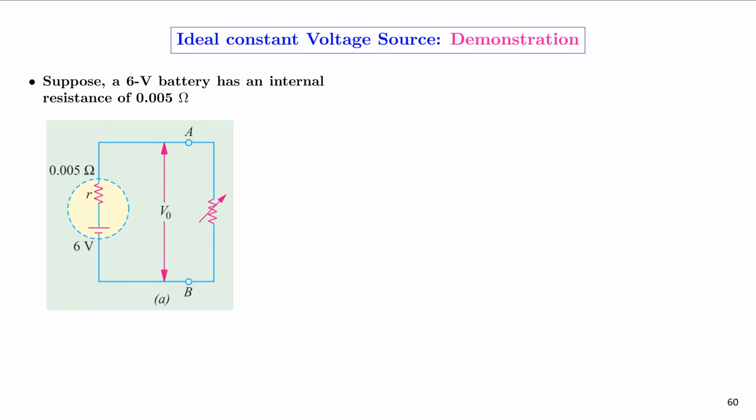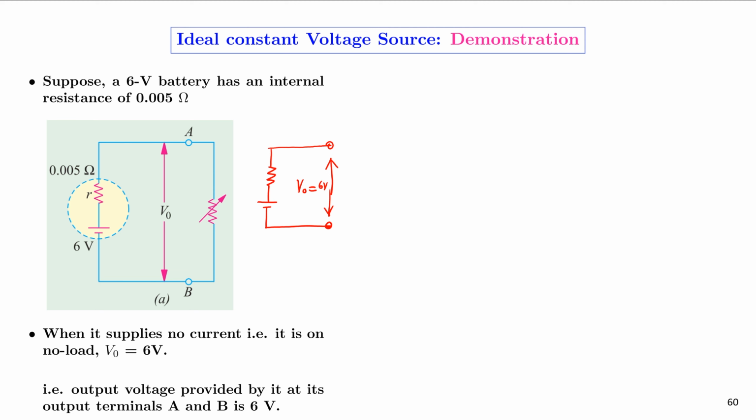Now let us demonstrate the working of an ideal constant voltage source with the circuit shown. In this circuit, we have a 6 volt battery that has an internal resistance of 0.005 ohms. If there is no load, that is, when it is open circuited like this, the output voltage will be constant, and that will be equal to 6 volt. In this case, no current flows through the circuit because it is open circuited.